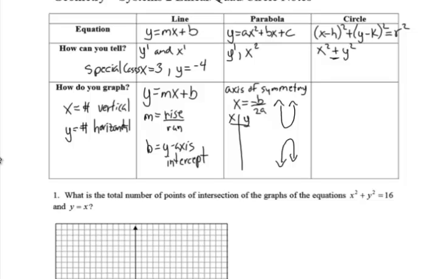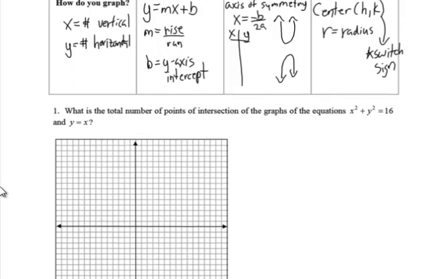So how do we identify it? Well, the center is the point (h, k), and r is the radius. Remember the deal with the center is we're always switching the sign. When you put it into the equation or when you take it out of the equation, you're going to switch the sign.